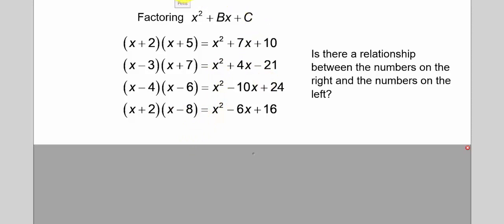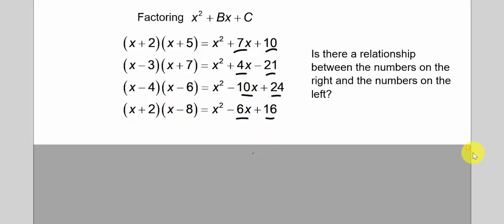And I'd like you to look at some of the patterns between the two numbers over here and the numbers that I'm underlining over here. On the left side we have a 2 and a 5, and over here a 7 and a 10, a -3 and a 7, and here a 4 and a -21. Here a -4 and a -6, and a -10 and a 24. And here a 2 and a -8, and a -6 and a 16. The question is, what's the relationship between the numbers on the left and the numbers on the right?